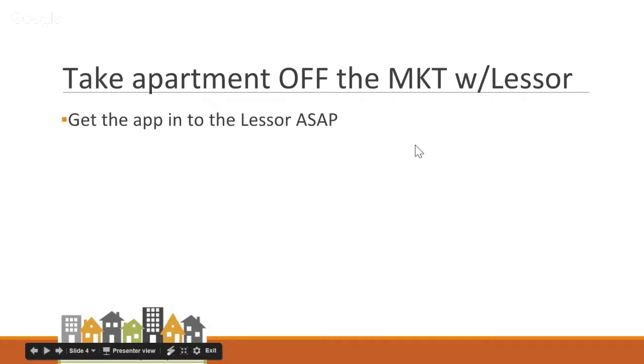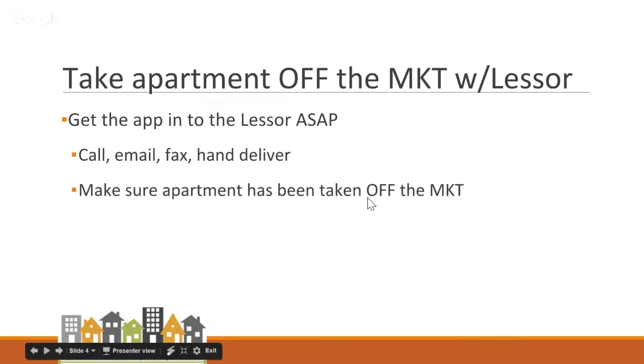You want to get that notice to the lessor as quickly as possible. A lot of landlords will tell you how they want to see applications come to them. Follow those directions. Call, email, fax, hand deliver, whatever it takes. You should be paranoid. You've got a deal in your hands, get that deal to the owner. Don't forget to ask the owner, especially if it's a non-exclusive apartment, has the apartment been taken off the market?